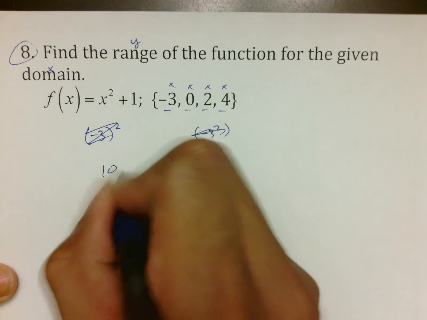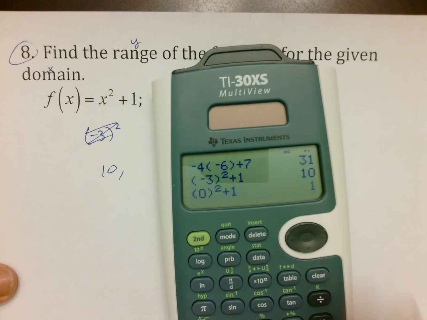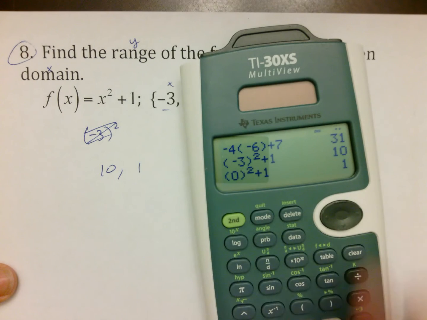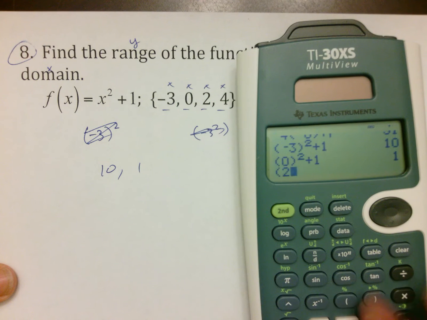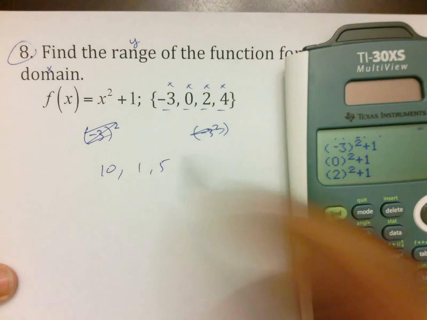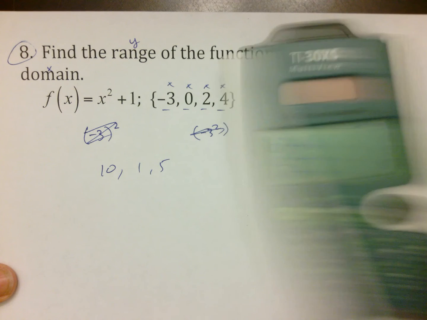And so one of your answers is 10, then 0 squared plus 1, which is 1, and then 2 squared plus 1, which is 5, and then 4 squared plus 1, which is 17.